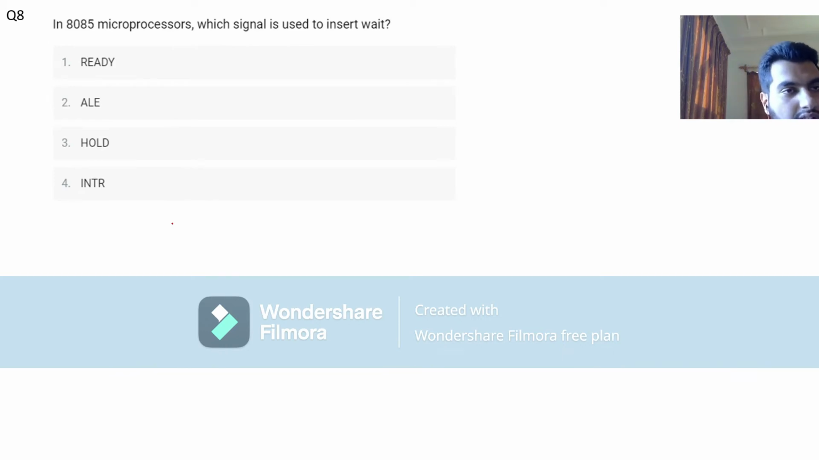Now the next question is: in the 8085 microprocessor, which signal is used to insert wait? The signal used to insert wait is the READY signal. This signal is used to delay the microprocessor read or write until a slow responding peripheral is ready to send or accept data. So the correct answer is the READY signal. It is used to insert wait in the microprocessor.